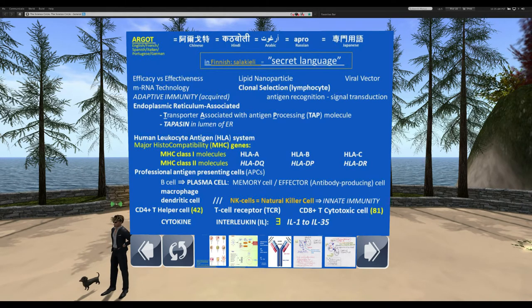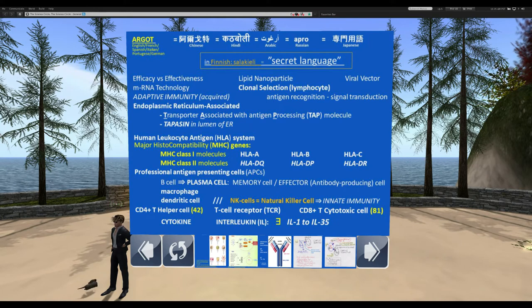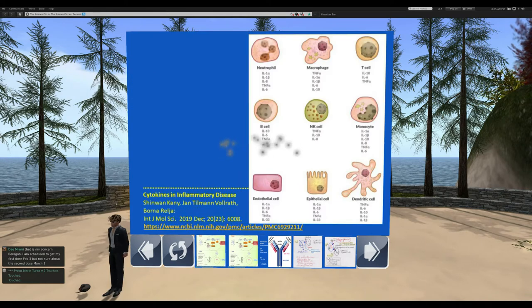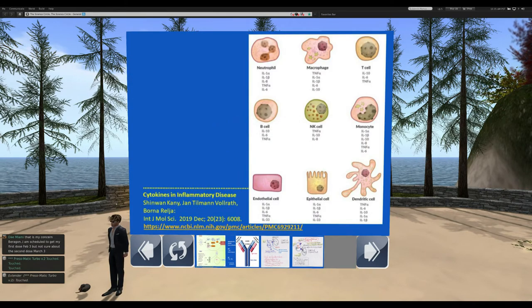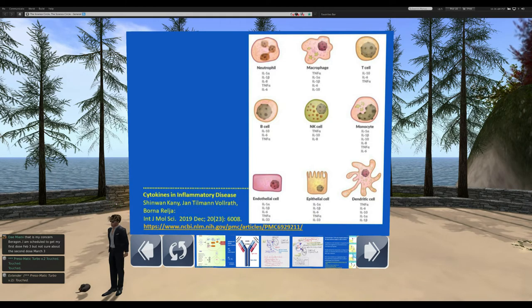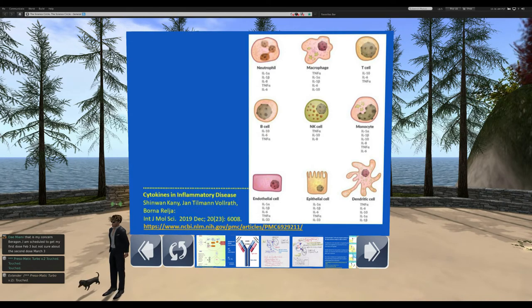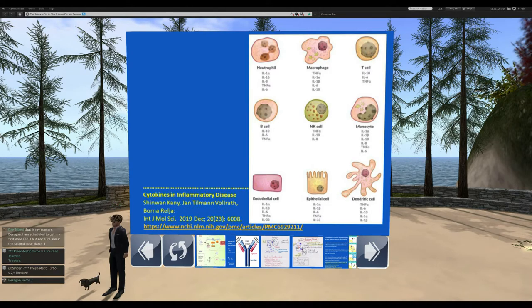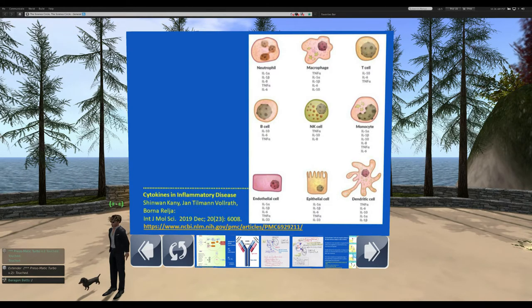A big important thing here I want to put in your head: CD4 T helper cell, CD4 versus CD8. These are the actors in the system. The antigen presenting cells include the middle top row macrophage, the left middle row B cells, and dendritic cells.